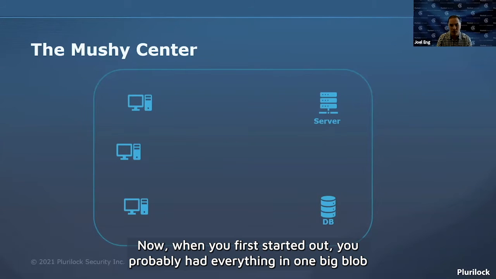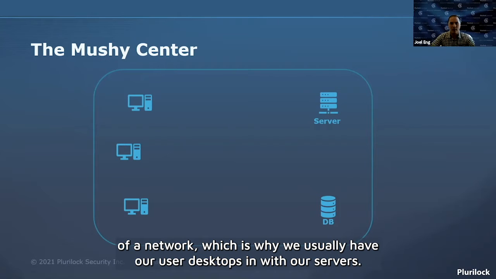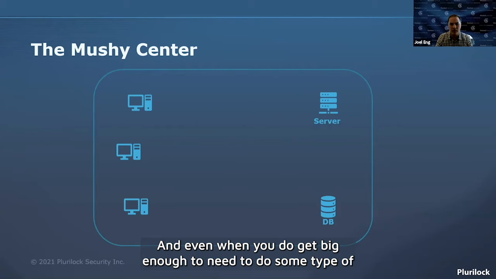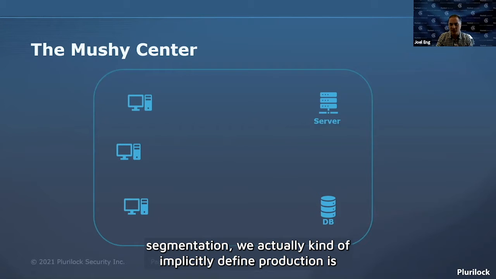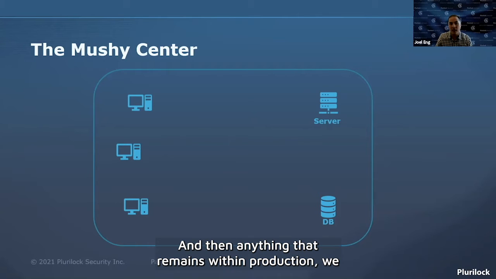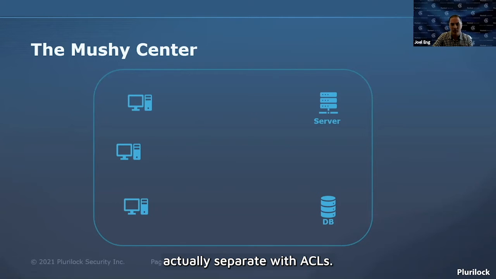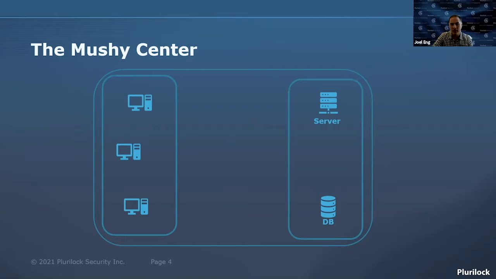Now, when you first started out, you probably had everything in one big blob of a network, which is why we usually have our user desktops in with our servers. And even when you do get big enough to need some type of segmentation, we kind of implicitly define production as anything that's not in dev and test. And then anything that remains within production, we actually separate with ACLs.